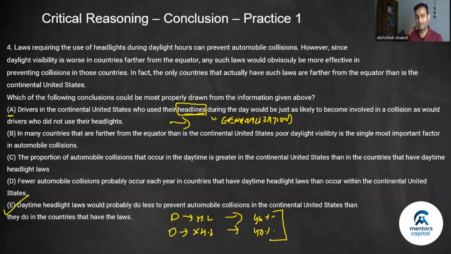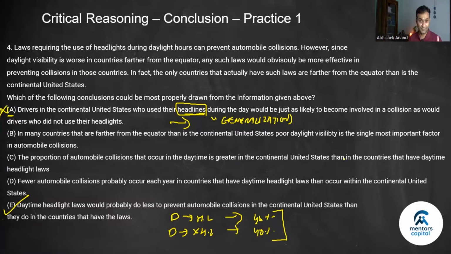This would have been correct if you had said that drivers in the continental United States who use headlights are equally capable of committing accidents as those who do not use headlights, for the reason being poor visibility during daylight. The accident could be caused because of some other reason also. इसलिए A out हो गया.